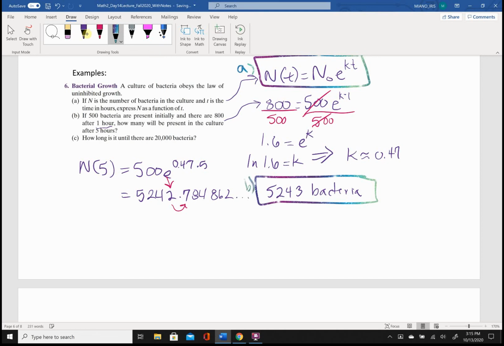Let's go ahead and tackle part C. It says, how long is it until there are 20,000 bacteria? Okay. 20,000 is what we're looking for. We know that we are initializing the population with 500. We know the growth rate, 0.47. We don't know the amount of time. That's what's being asked. How long until we get to 20,000 bacteria? So start off by dividing both sides by 500.